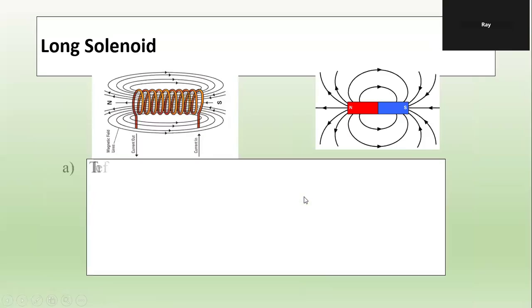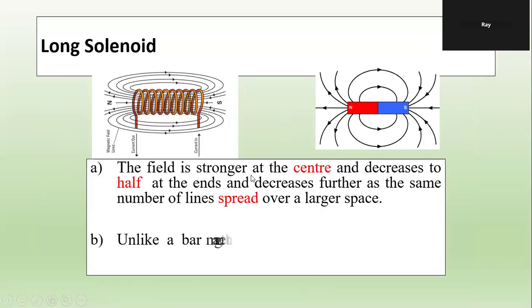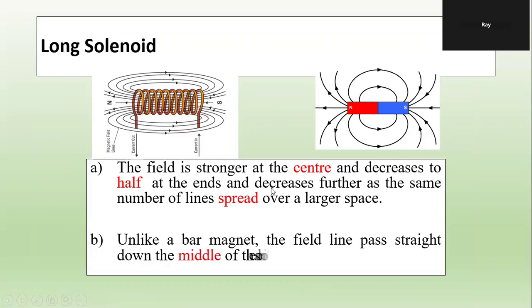Here's a comparison. The field is stronger at the center, right? Because it's uniform, and decreases to half at the end, and decreases further as you go further and further away. It becomes smaller and smaller. Right? The same number of field lines are spread out over a larger area here. Unlike a bar magnet, the field lines pass through the middle of the solenoid. Magnet, it doesn't pass through.